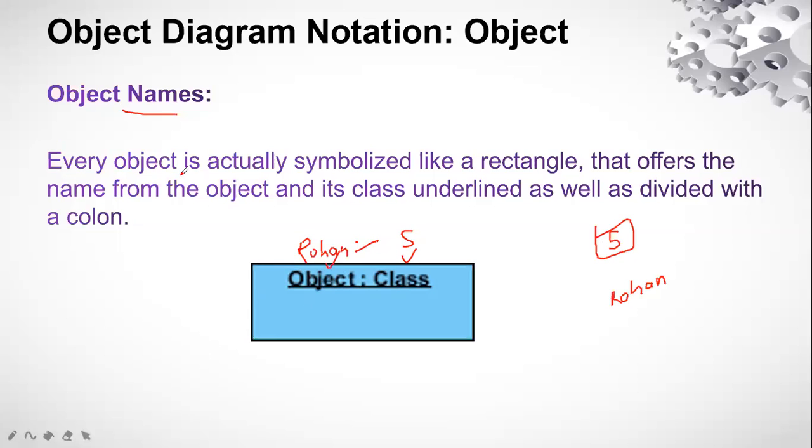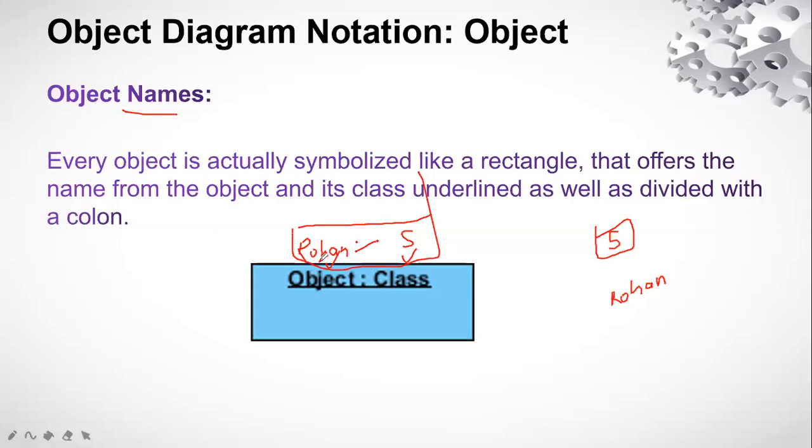Every object is symbolized like a rectangle that offers the name of the object and its class, underlined as well as divided with a colon. We also have to underline the object name and the class name. So we have to provide it in a rectangular box with the underline. Okay, so this is how the object names are defined.